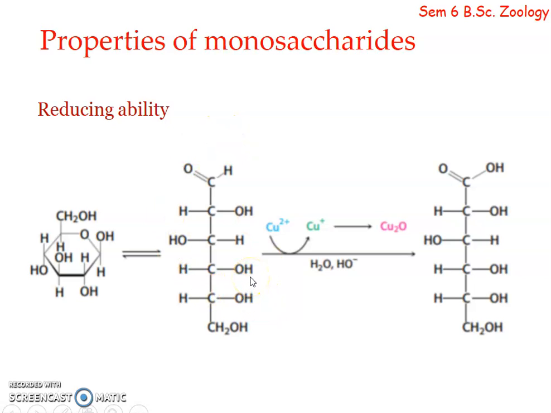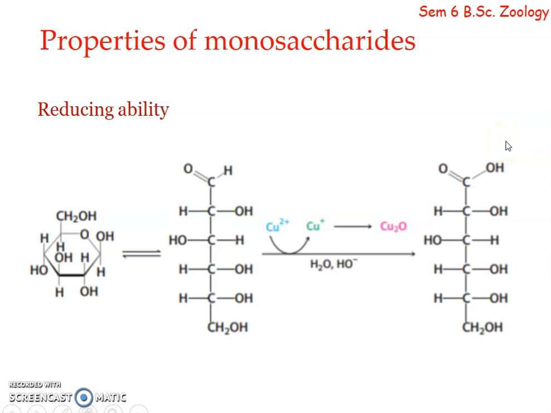Now what happens when it reduces another molecule? When this molecule reduces some other molecule, it gets oxidized. When we say that this molecule has reducing power, it means this molecule can reduce some other molecule. Here the molecule is Cu2+, a cupric, copper-containing molecule. This D-glucose reduces Cu2+. What happens as a result? Cu2+ gets reduced while the glucose gets oxidized.